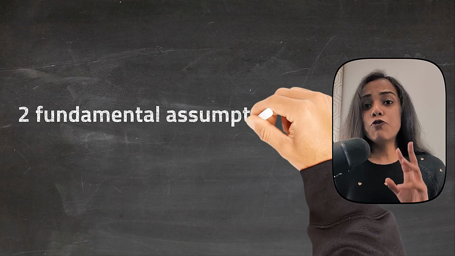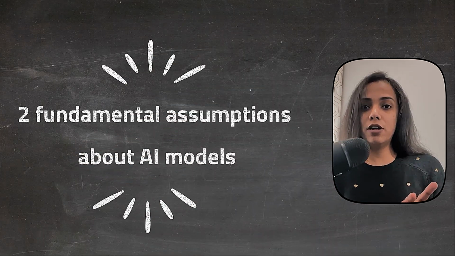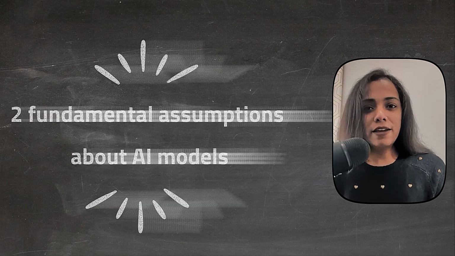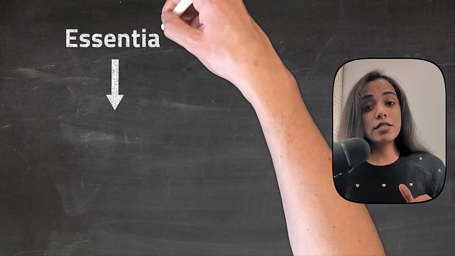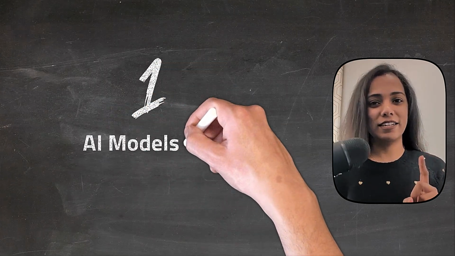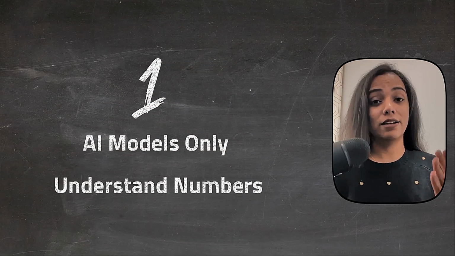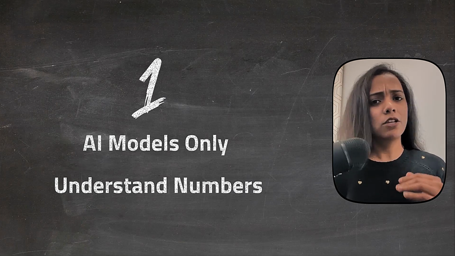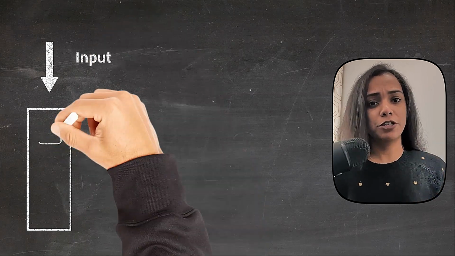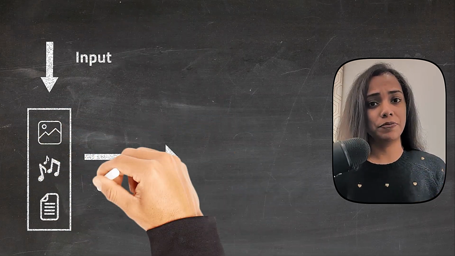So there are two fundamental assumptions about a model that are not stated explicitly. They're not outright there, but they're essential to understand how a model operates. The first one is that an AI model only understands numbers. So the input could be anything like an image or an audio or a text file.